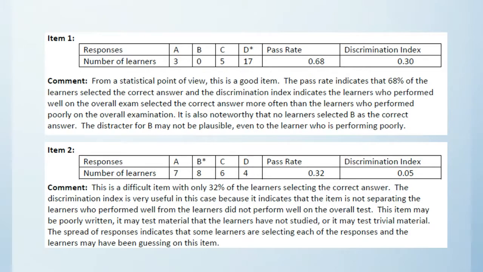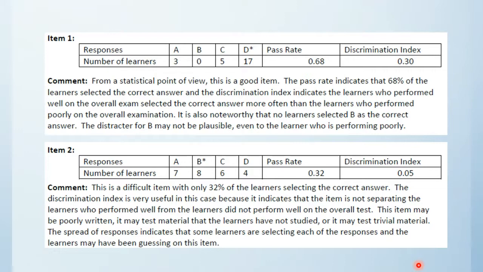So this is a difficult item because only 32% of the learners chose the right answer, but sometimes that might be appropriate for the test. So the discrimination index is where you come in to determine whether it's a good test question or not. So our discrimination index is 0.05. So this is showing that this test question is not discriminating between good and bad learners. So the test item might be poorly written, it might be material the learners haven't studied, or it might be testing trivial material that they didn't memorize.